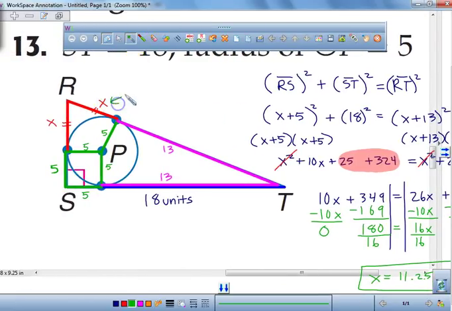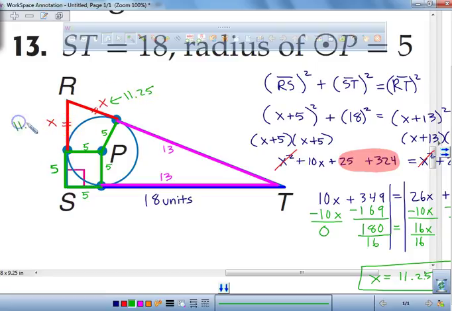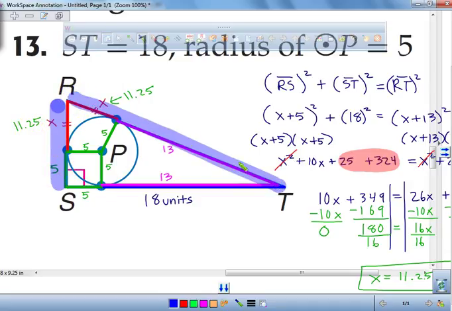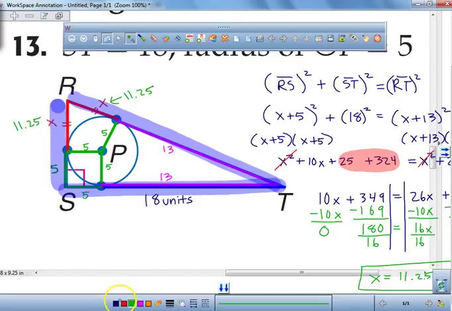So what am I going to plug in there? Oh yeah, 11.25. What am I going to plug in right here? 11.25. There we go. So everybody, my suggestion is this. Take that side, which is 11.25 plus 5, add it to this side, which is 11.25 plus 13, and add it to the 18. All of those added together will give you your perimeter.